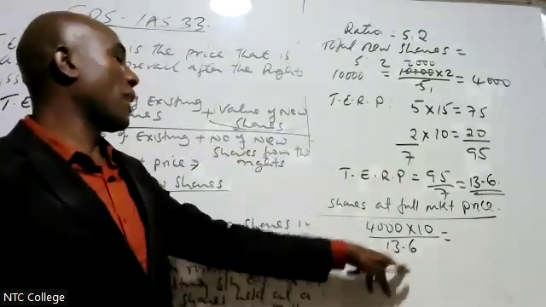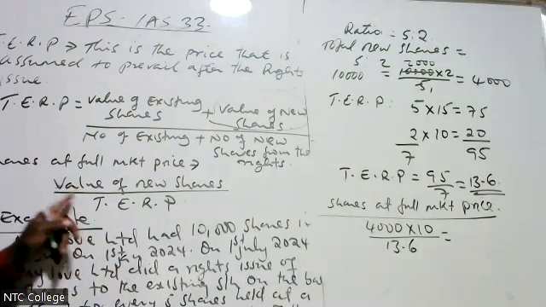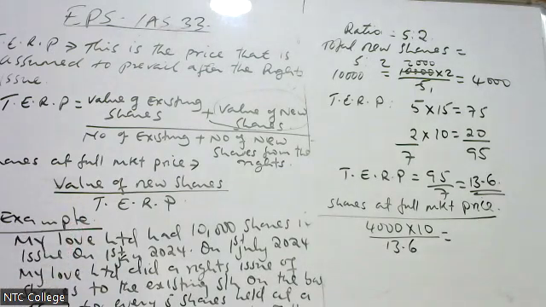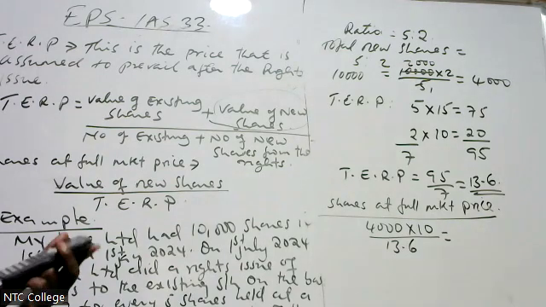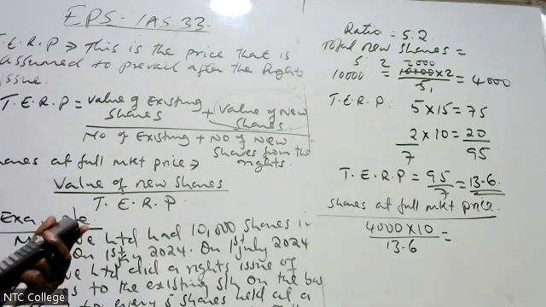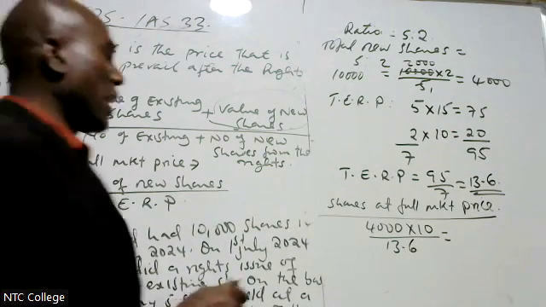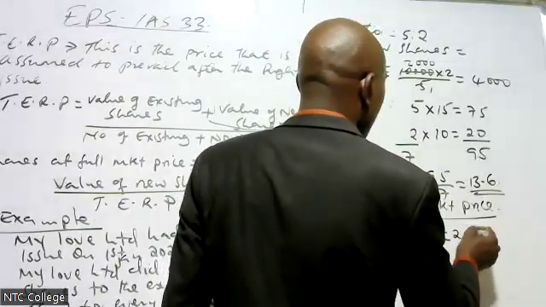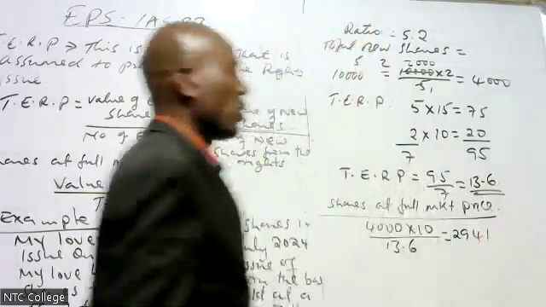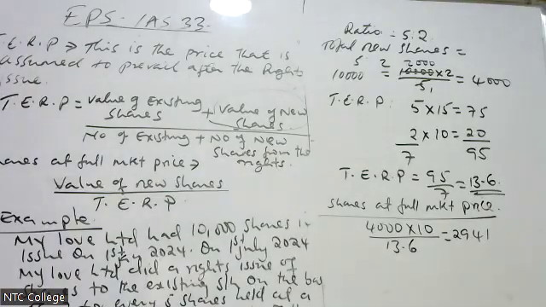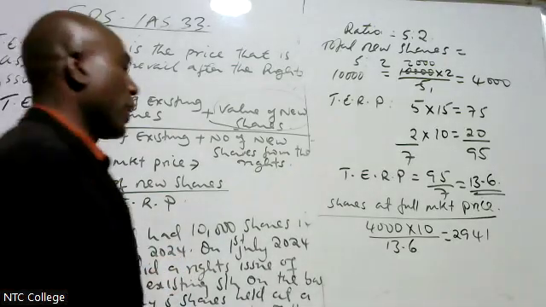Then we divide by the theoretical ex-rights price based on our formula here. Therefore, 40,000 divided by 13.6. I just rounded off, 29.41. Those are the shares at full market price. Those shares we weight on a time basis. The bonus element, you don't weight.